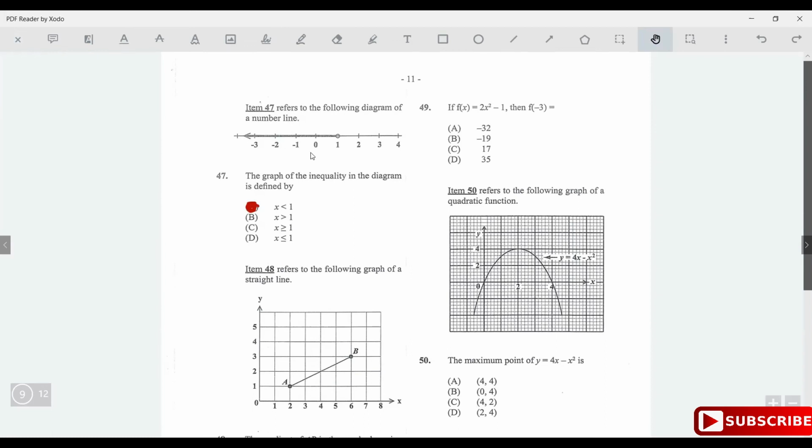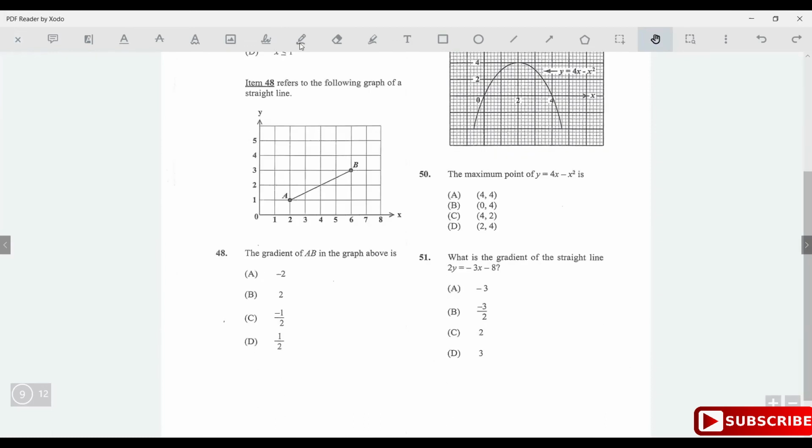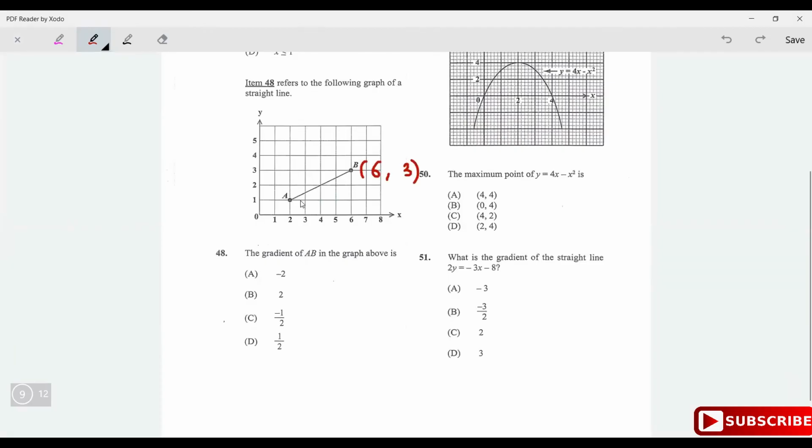All right. They give us a graph and ask for the gradient of AB. To find the gradient of AB, write down the coordinates of B, which is 6, 3, and the coordinates of A, which looks like 2, 1. And so the gradient of AB is y2 minus y1, which is 3 minus 1, over x2 of 6 minus x1 of 2. 3 minus 1 is 2, 2 over 4 is a half. Easy question, soft, capital T.